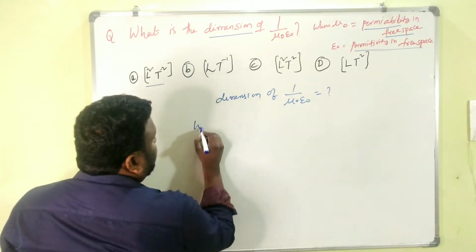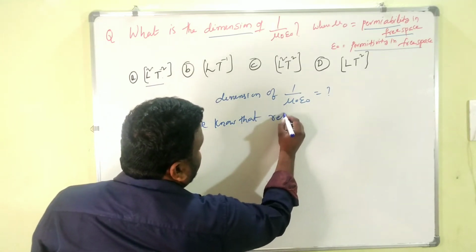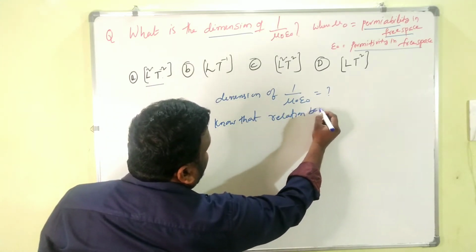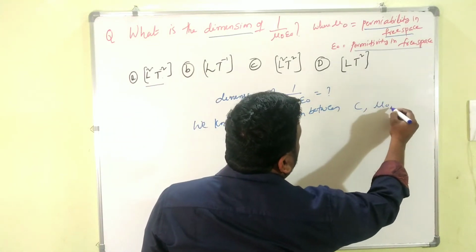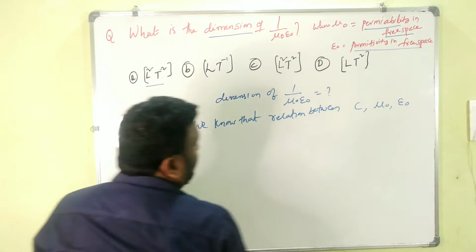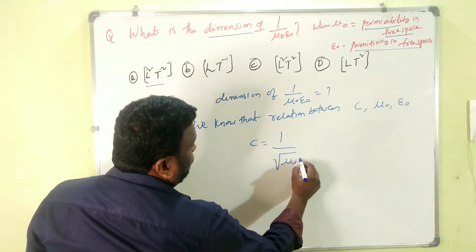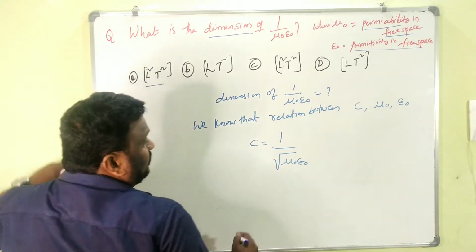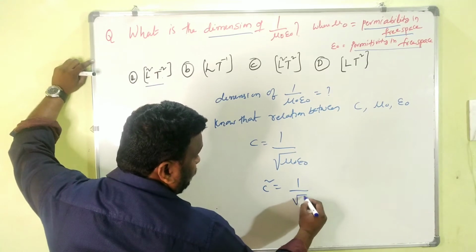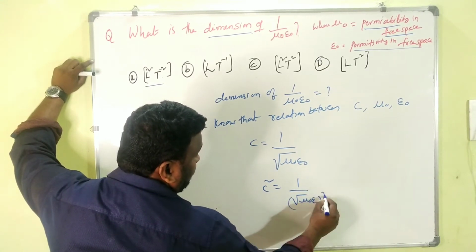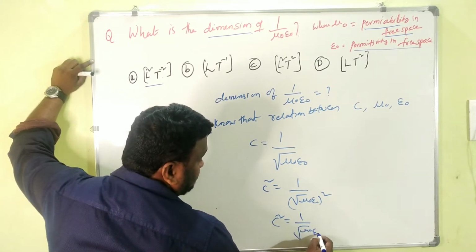We know the relation between the velocity of light c, permeability mu naught and permittivity epsilon naught: c is equal to 1 by root of mu naught epsilon naught. Squaring on both sides, we get c square is equal to 1 by mu naught epsilon naught.